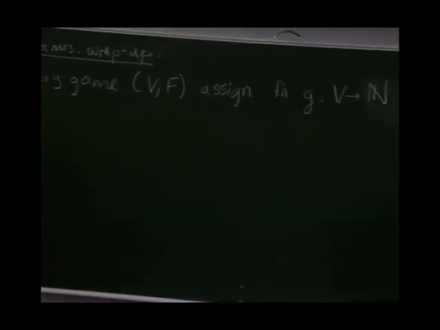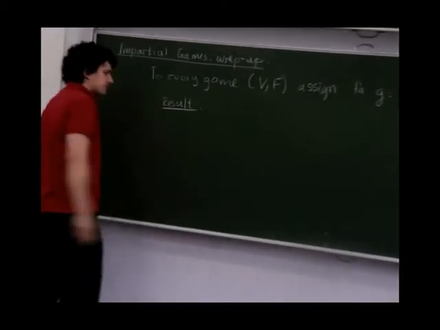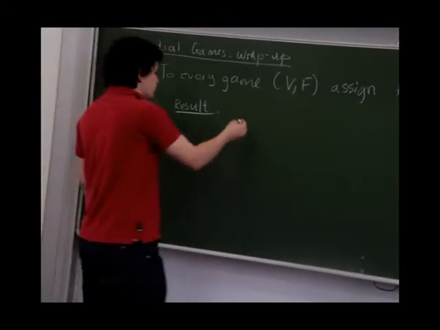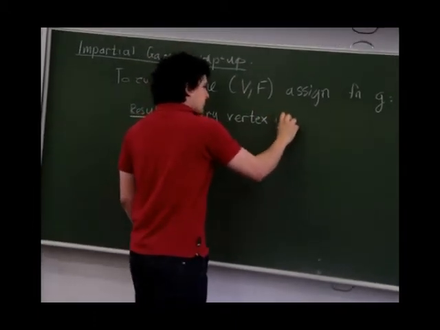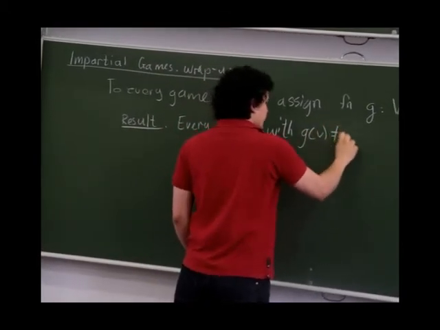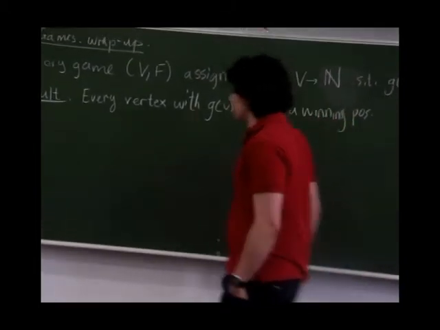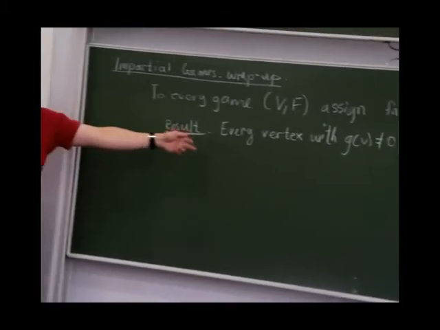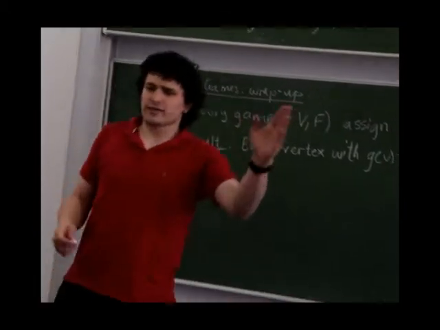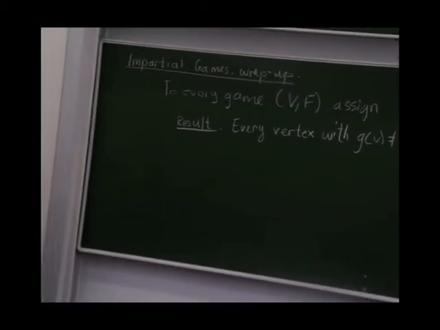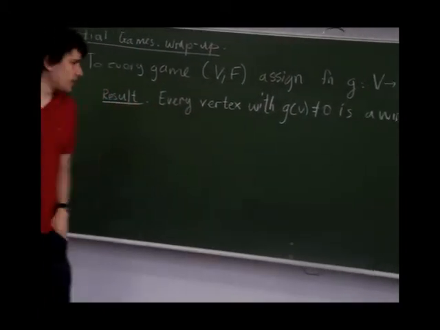The next thing I asked you to do is, so then there's a result. The winning strategy: every vertex with g of v non-zero is a winning position. The winning strategy is just to move to a vertex with g of v equals 0 at all steps. Some of you have done this for some graphs, others for other graphs. Some of you have done it for the 21 game, but you've all computed Sprague-Grundy functions and figured out winning strategies.